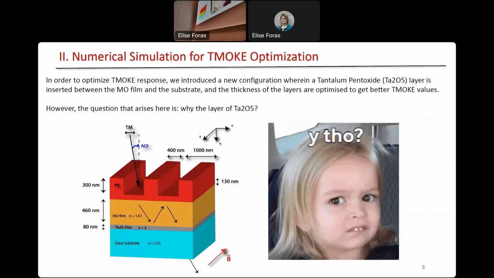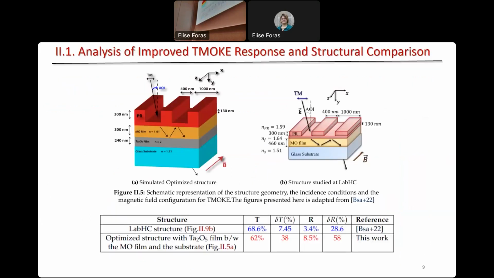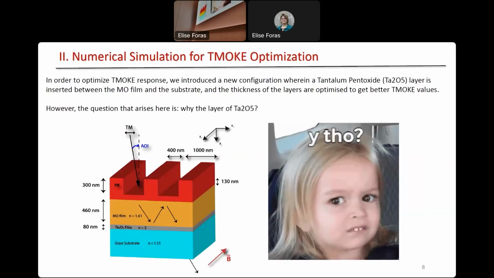So I had two approaches. My first approach was to introduce a layer of tantalum pentoxide between the magneto-optical film and the glass substrate. I do this to increase the difference of refractive index between the cover and the substrate. It's a well-known rule in optics: if we increase the refractive index difference between cover and substrate, we increase the propagation constant. And if you recall the coupling equation, if I increase the propagation constant, I can enhance the TMOKE effect. So this was the basic principle.